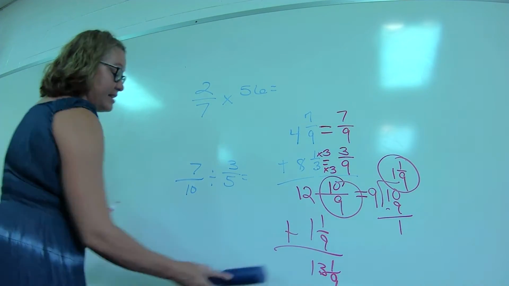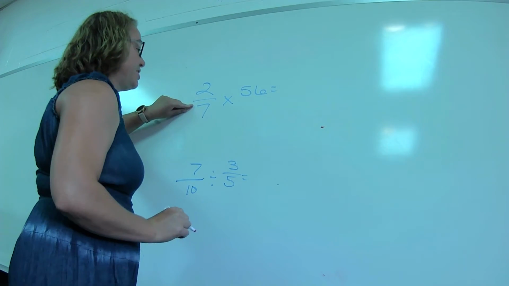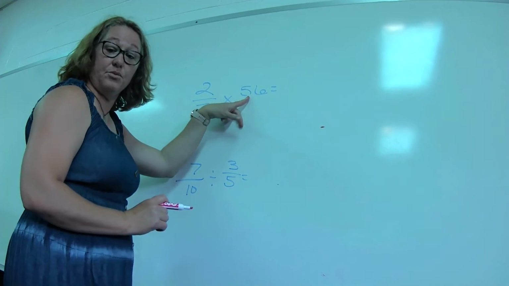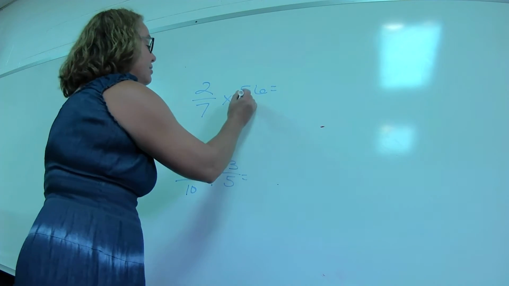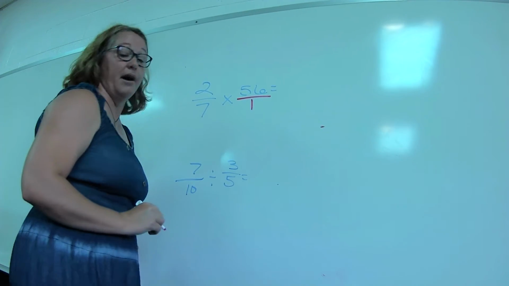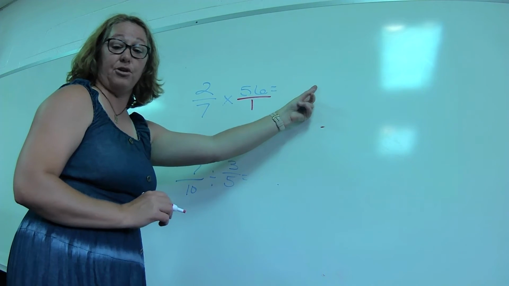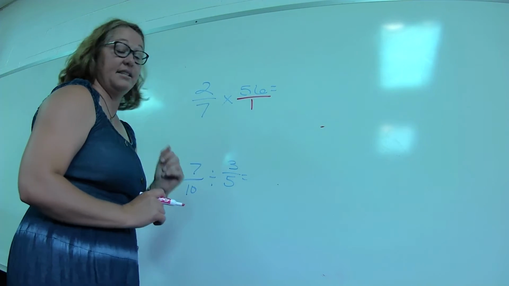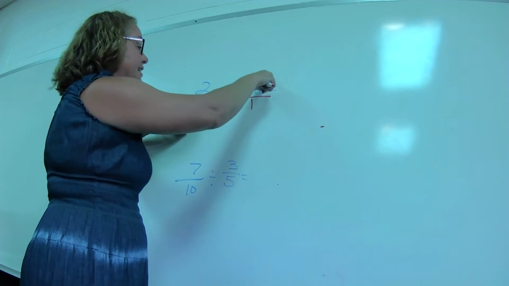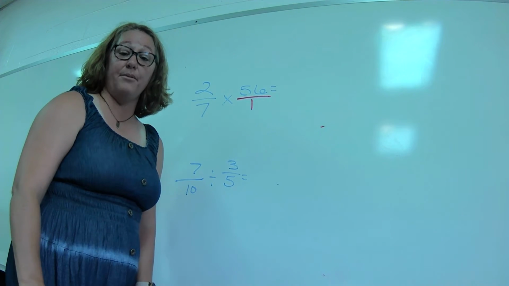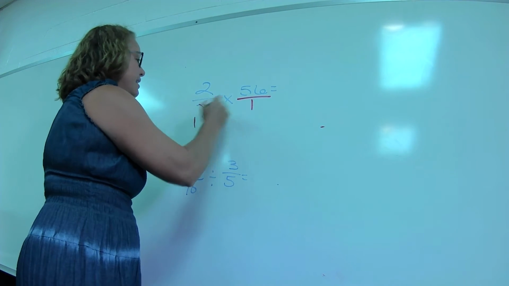All right, let me erase this out of the way, and let's do a multiplication. 2 sevenths times 56. Well, 56 is a whole number, and we're doing fractions, so we must put this over 1 to make an improper fraction. Now, I can multiply straight across, or I can use some cancellation. Well, 1 and 2 is already in the lowest terms. 7 and 56, do they have any common factors? They do, because 7 times 8 is 56.